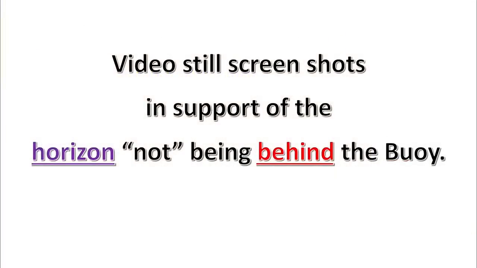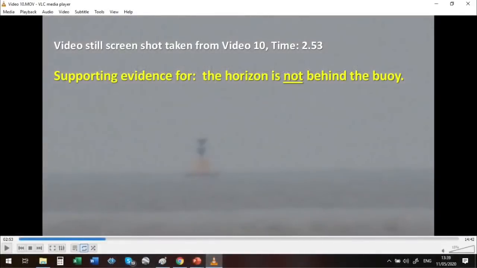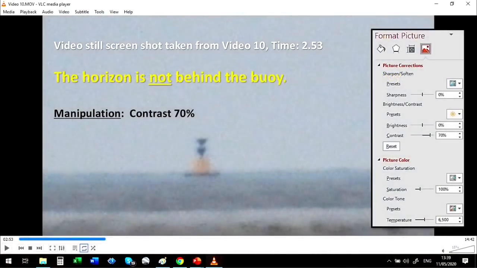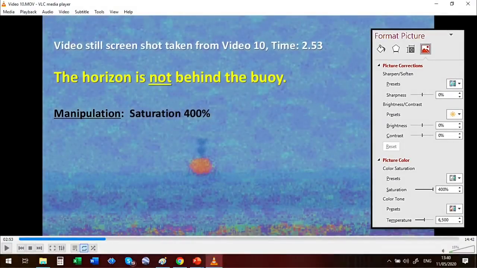Video still screenshots in support of the horizon not being behind the buoy. Video still screenshot taken from video 10, time 2 minutes 53 seconds, supporting evidence for the horizon is not behind the buoy. The horizon is not behind the buoy, manipulation contrast 70%. The horizon is not behind the buoy, manipulation saturation 400%.